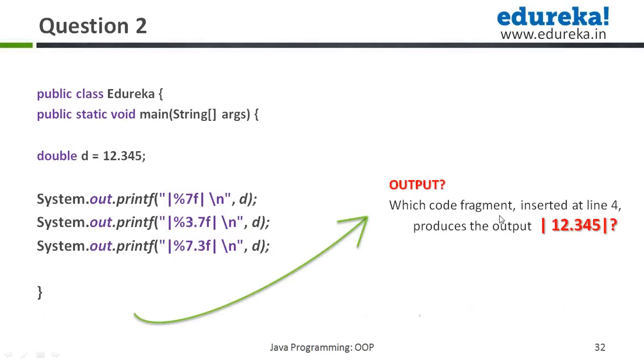Now, which code fragment inserted at line 4? That means right here, this is the 4th line, 1, 2, 3, and this would be the 4th line. Which of the 3 statements produces this output? See the output carefully, and now give me the answer to this question, each and every one of you. Think, you've got 5 minutes. If you do not observe the output that you have to receive carefully, you won't be able to give me the correct answer.